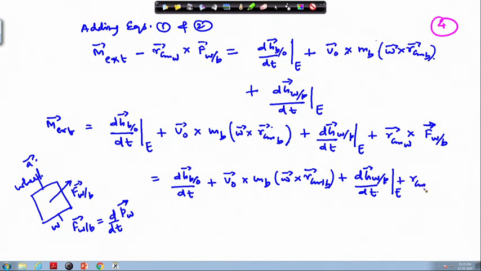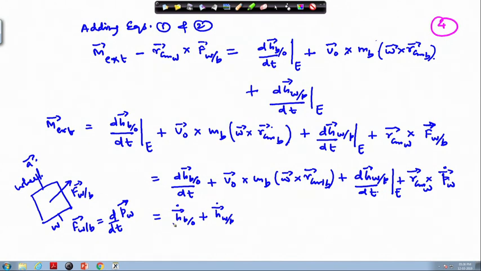Plus R_CM of the wheel cross P_W dot, and P_W dot we can insert in this place and reorganize the whole thing. So we need to reorganize the whole thing. I will not carry this d/dt term, we will simply write it like this, and H_W about P, this is about P.